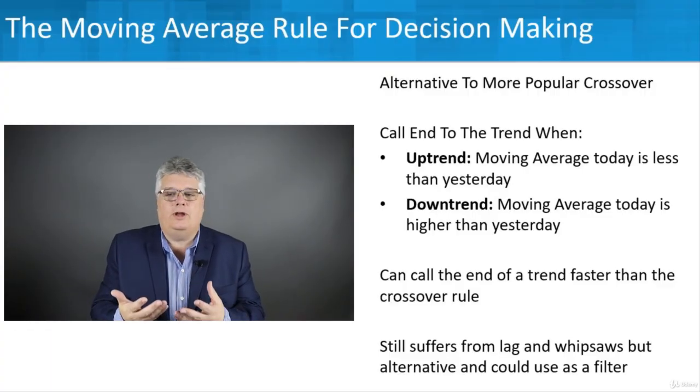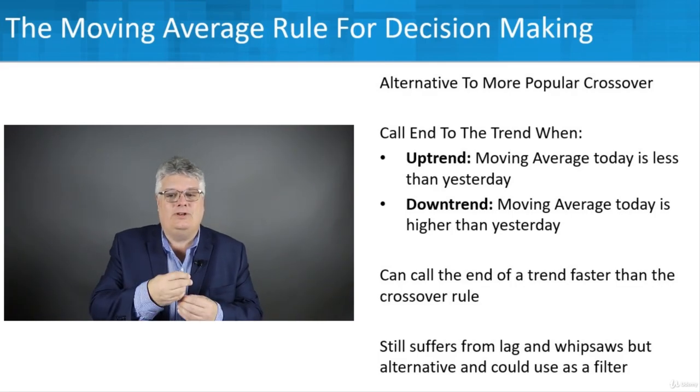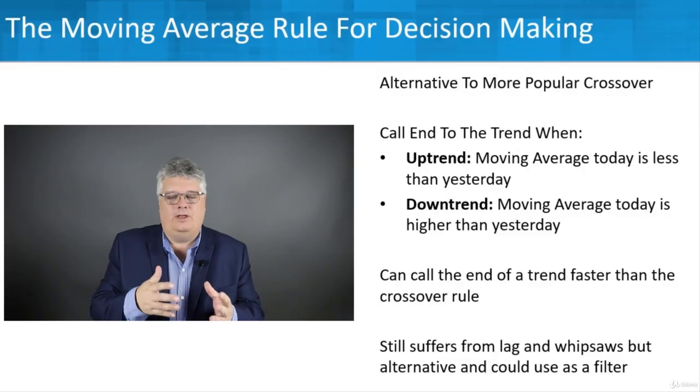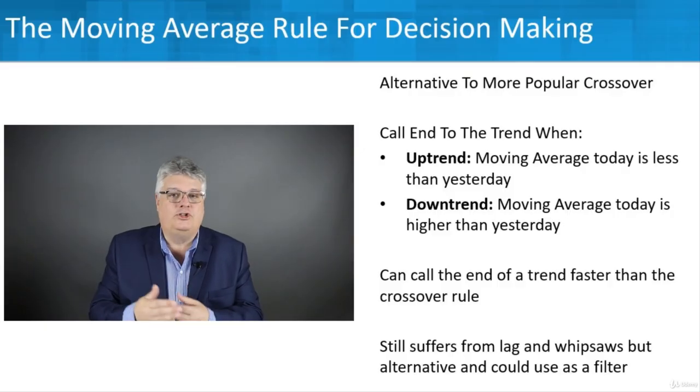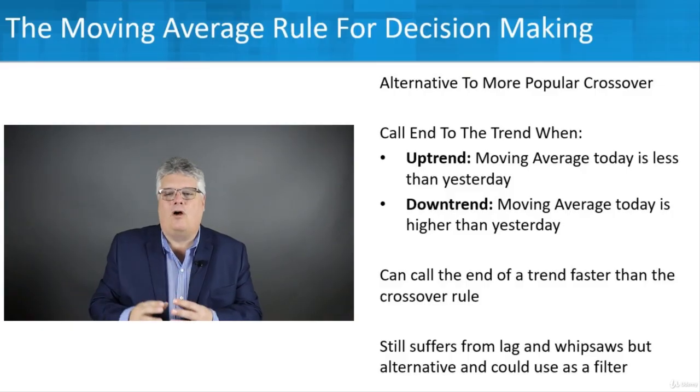It's starting to make that change either way. So if there's an uptrend, and today's moving average is less than yesterday's, you could start calling an end to an uptrend with that. And the opposite, of course, would be in a downtrend. It's been downtrending if the moving average today is higher than yesterday. So you're basically looking at your most recent data point, and then looking at your overall trend.